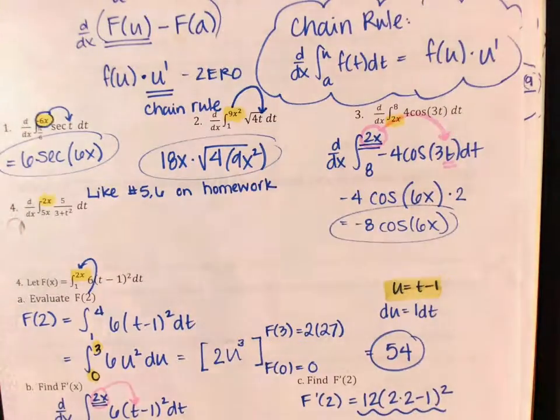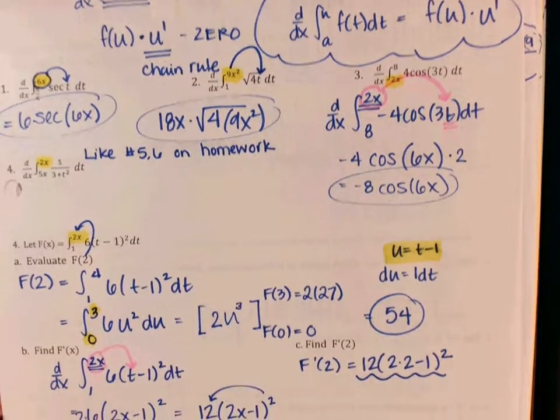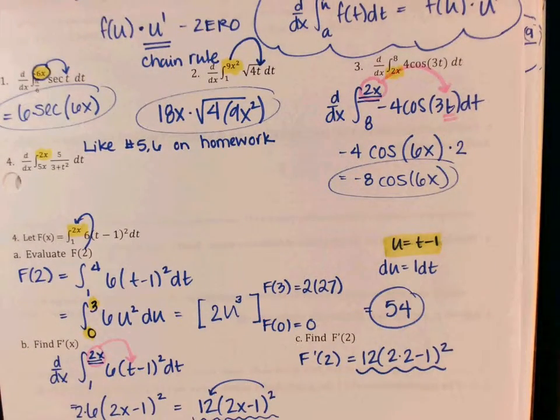Okay, now look at the question. Why does it not fit the same format as all the other ones that we've done? What's wrong with it? It has two u's. It has a u on top and a u on bottom. So we're going to use this rule.